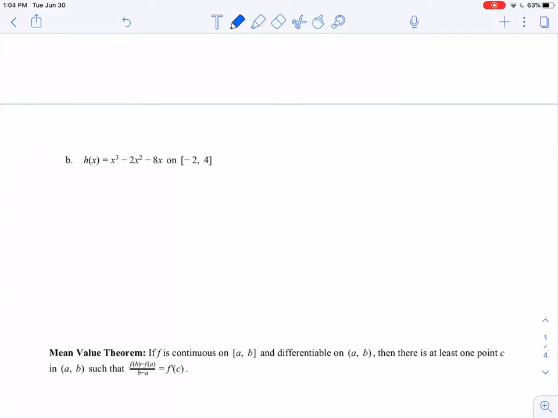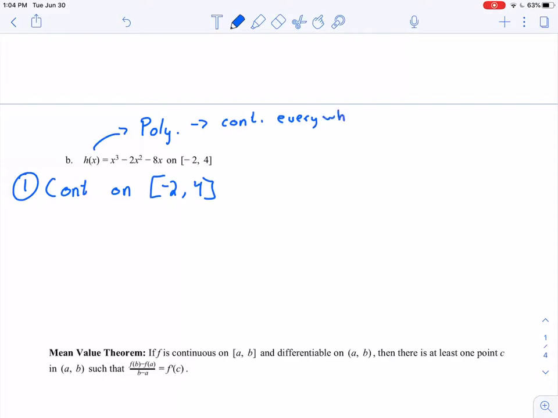This time we're working with h of x equals x cubed minus 2x squared minus 8x on the closed interval -2 to +4. So remember the three conditions we need to meet. First of all, is this function continuous on the closed interval -2 to +4? Well, let's look at the type of function we're dealing with here. h of x is x cubed minus 2x squared minus 8x. This function is a polynomial, and polynomials are nice because they're continuous everywhere. So if it's continuous everywhere, it's certainly continuous on -2 to 4. So yes.